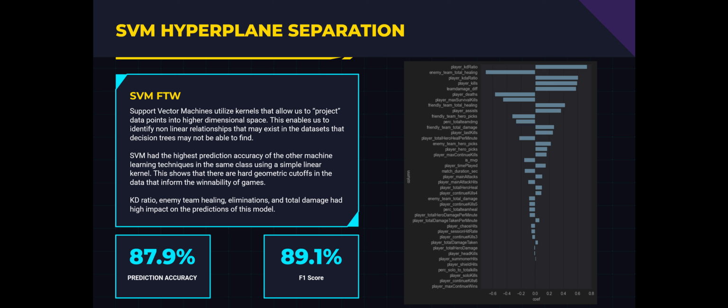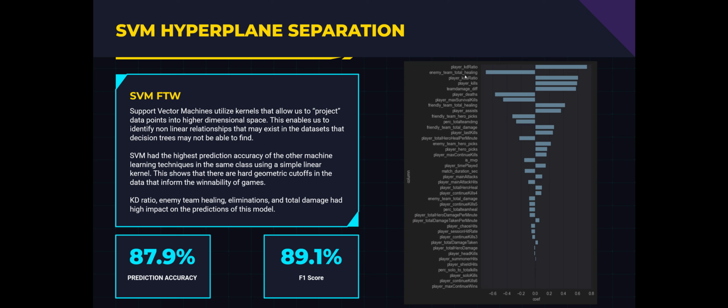And it got a prediction accuracy of about 87.9% and F1 of 89.1%, meaning that there are really some hard cutoffs within the data set to separate wins versus losses. As shown in the coefficient graph on the right here, KDA, like what we saw before with the decision trees, KDA ratio was very, very important.